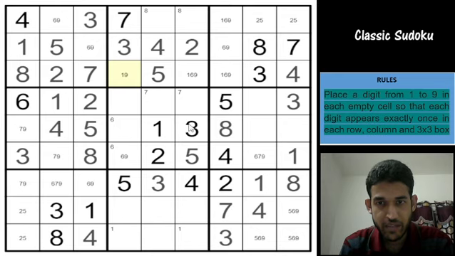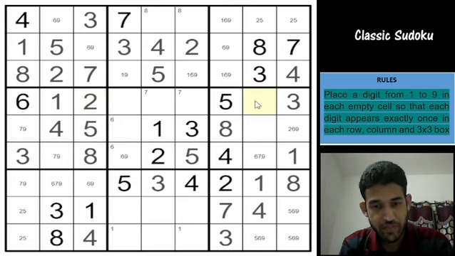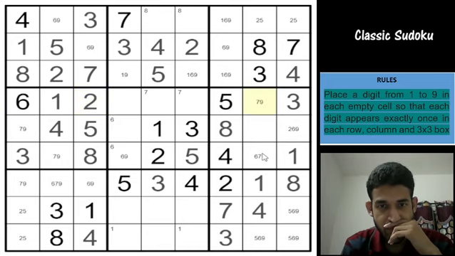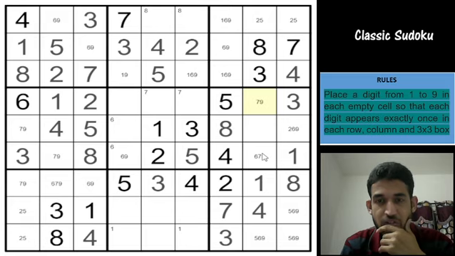Okay, let us start making candidates. 1 3 4 5 and 8. So the remaining digits in box 6 are 2 6 7 9. We have 7 here, so this would be 2 6 9. 2 and 6 here, so this would be 7 and 9. Oh, we have a 7 pencil mark here, right? So which means that this has to be a 9.